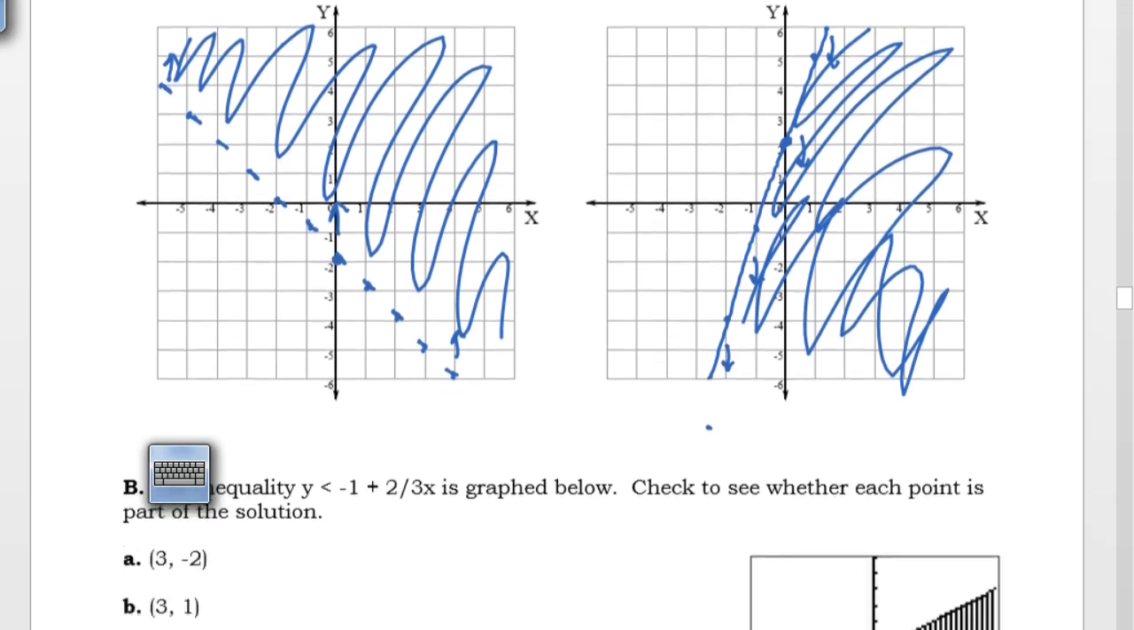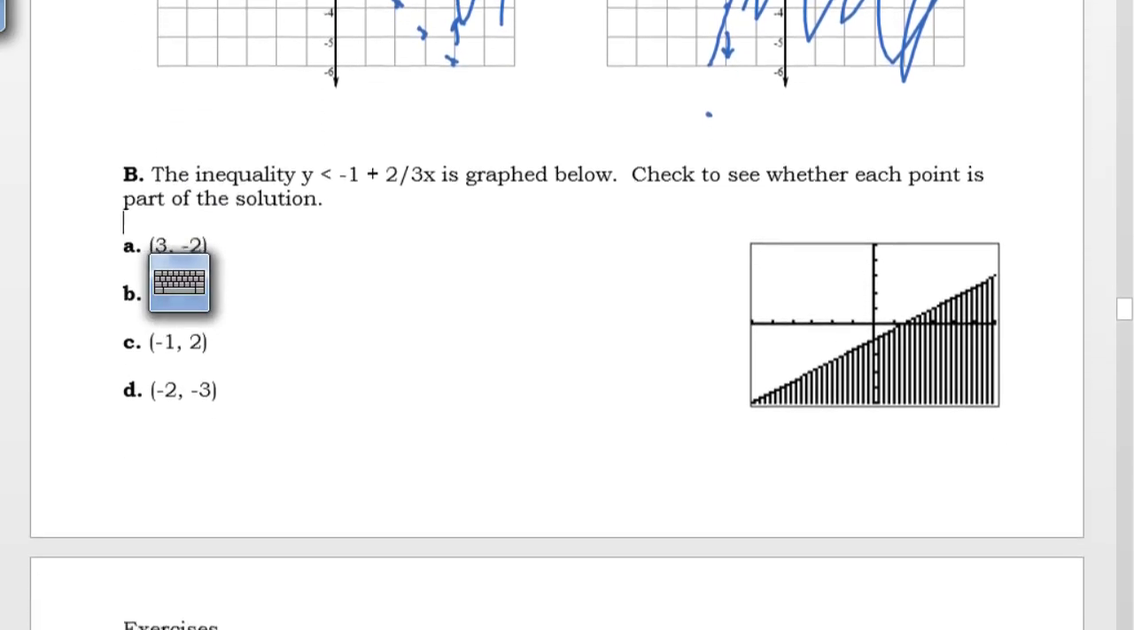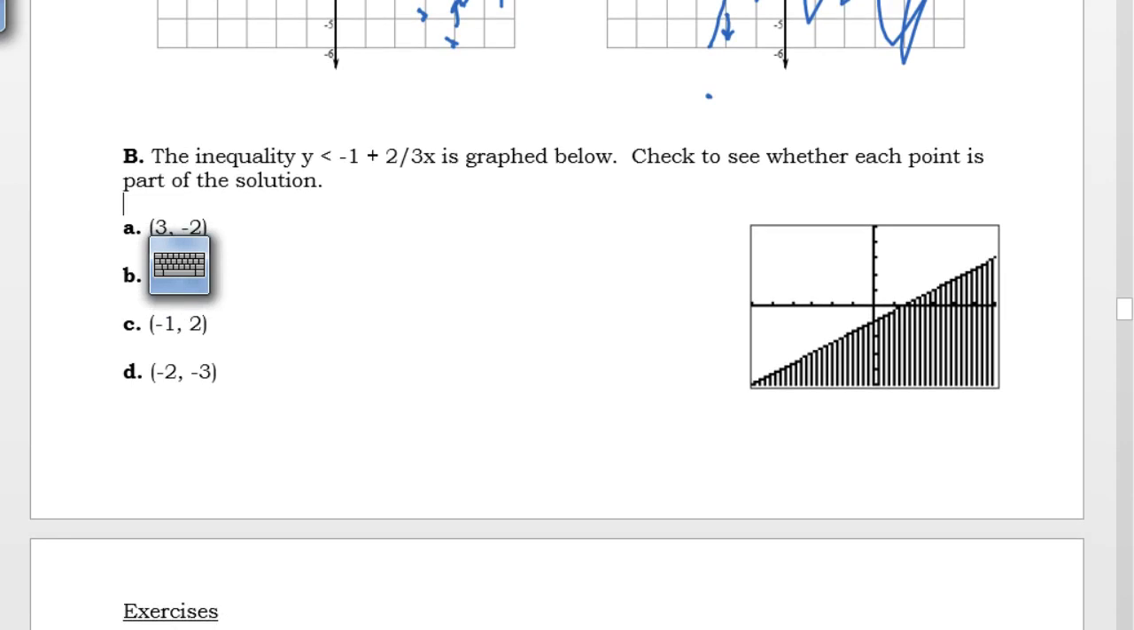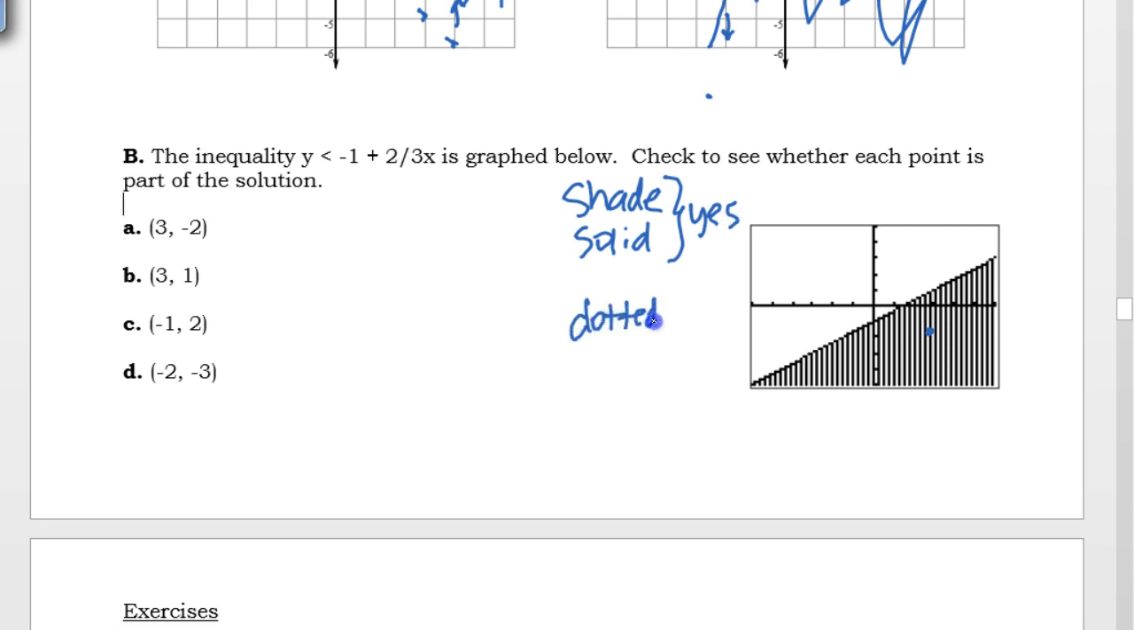My next example says the inequality y is less than -1 plus 2/3 x is graphed below. Check to see whether each point is part of the solution. So the point 3, -2, 1, 2, 3, 1, 2 falls right there. If a point is in the shaded region or on a solid line, that is a yes. If a point is on a dotted line or in the unshaded region, that is a no.